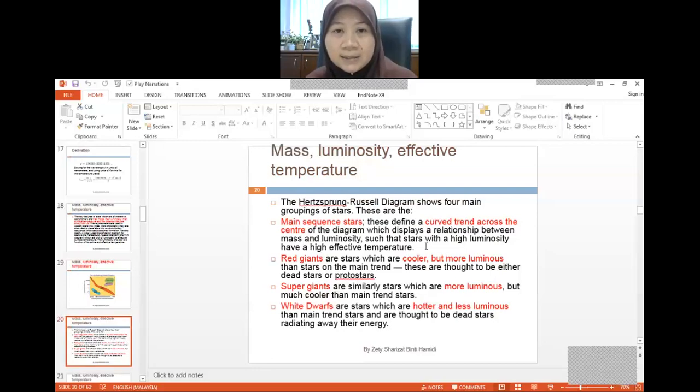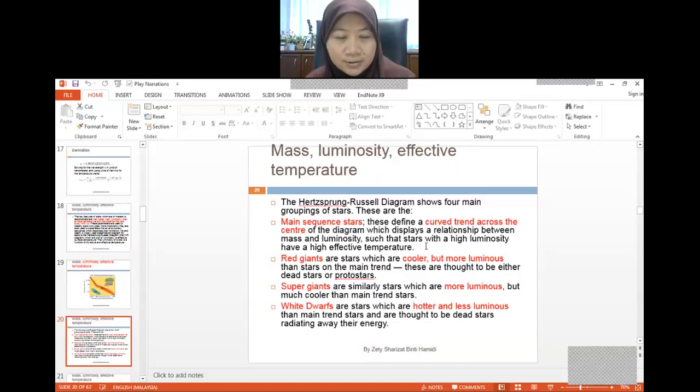Specifically, the main sequence stars are defined as a curved trend across the center. So we can see it is at the center, and this is the stage of matured stars, mid-age stars. We can say that the relationship between mass and luminosity has a wide range. So it can have high luminosity with high effective temperature.